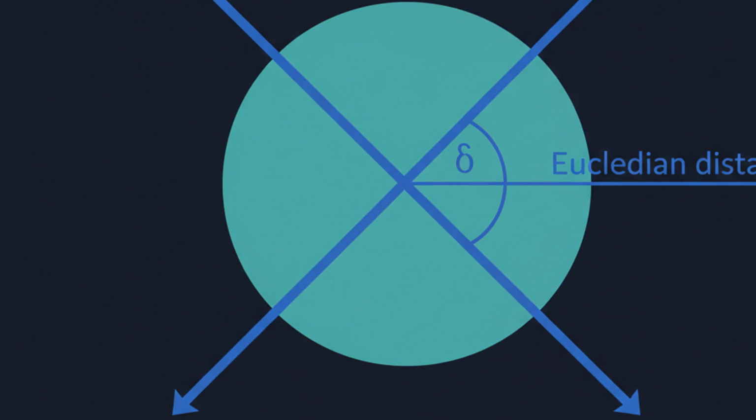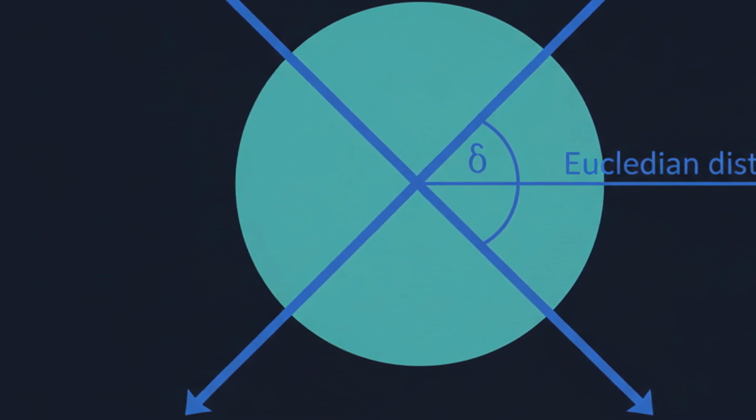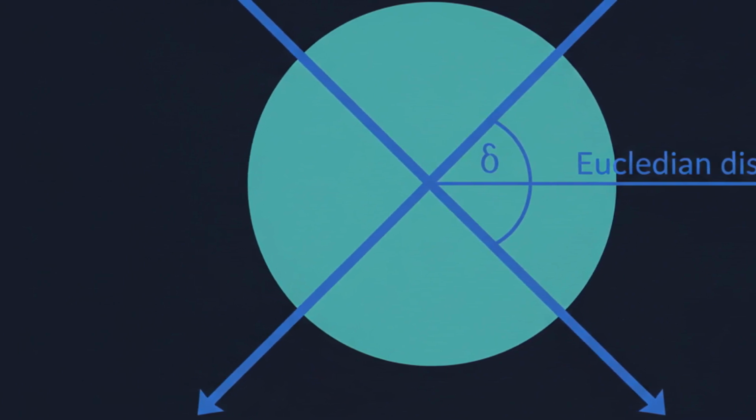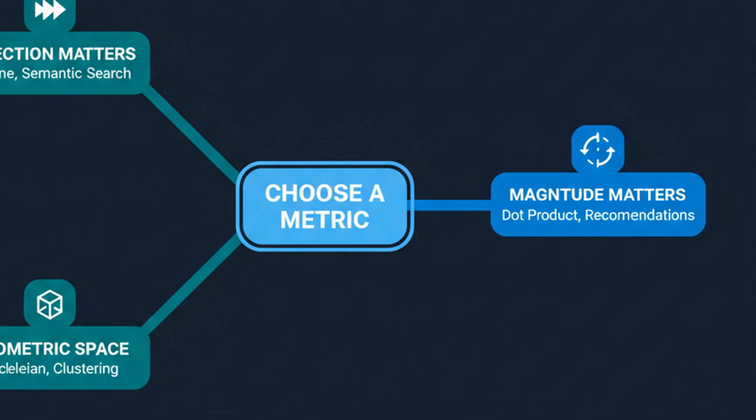This is why you'll often see teams use whichever metric their database optimizes best. So which one do you pick? Use cosine when only the direction of the embedding matters. That's most text search and semantic retrieval cases.